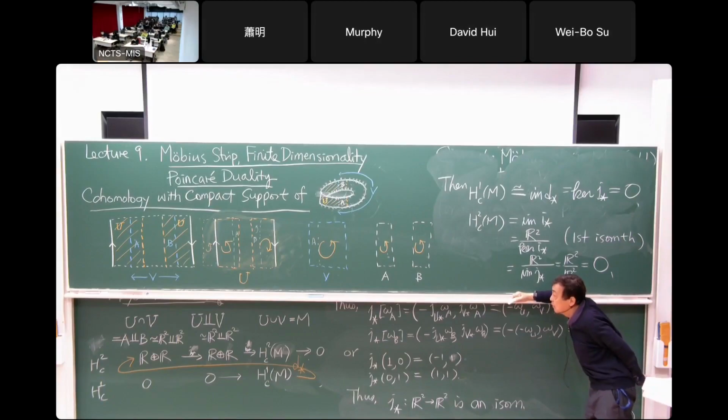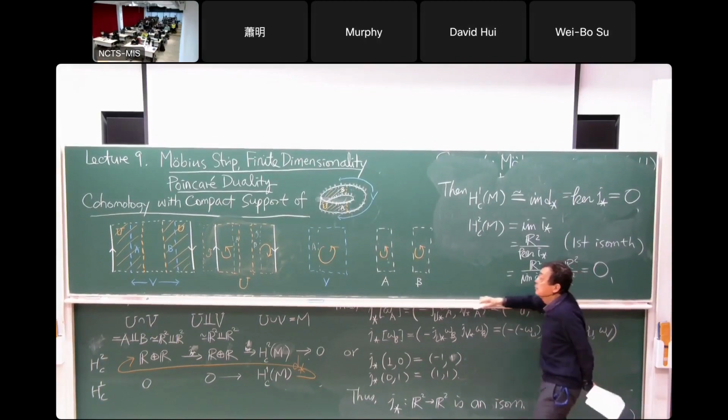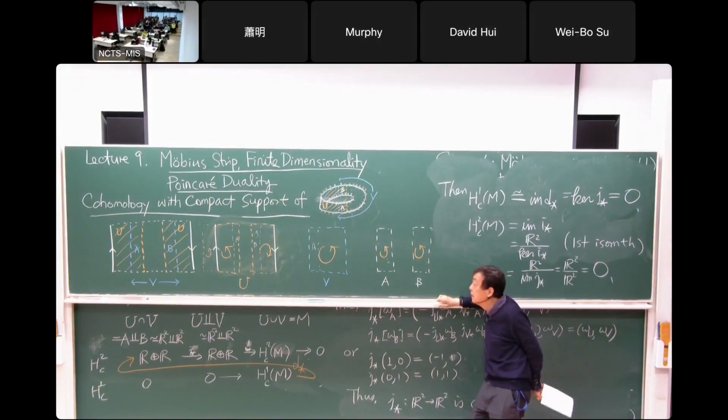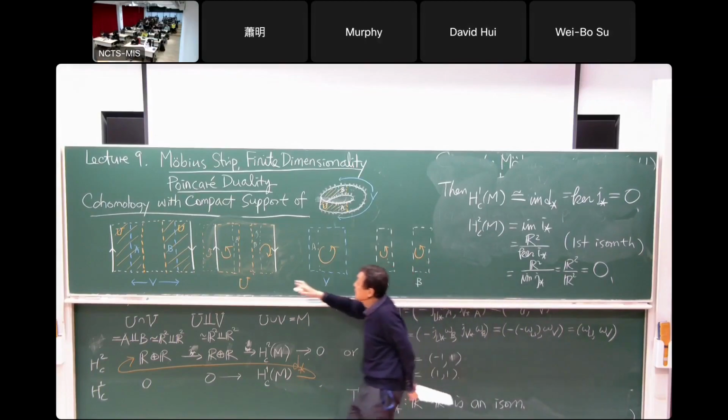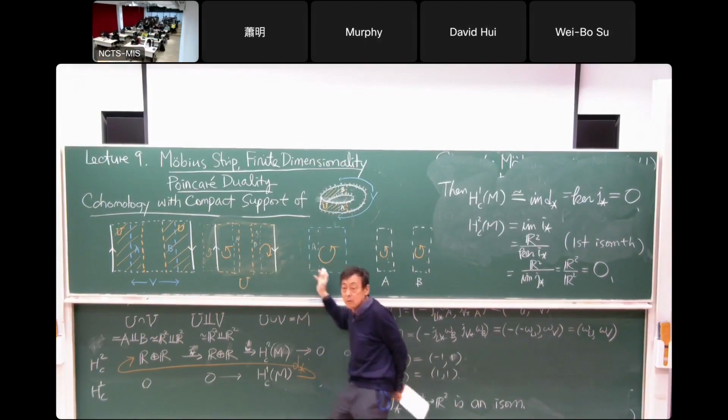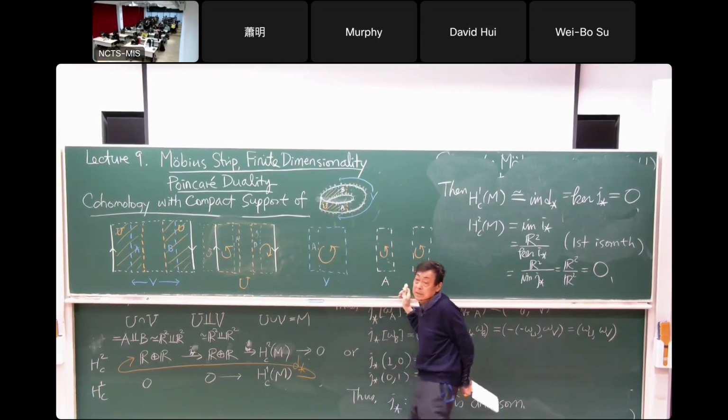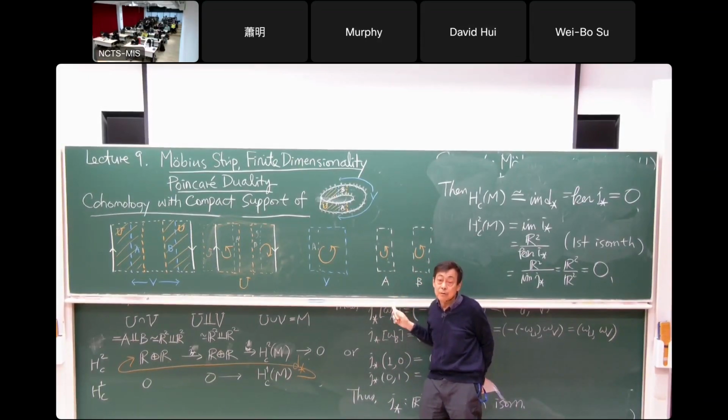Now, in the homework, I ask you to do this calculation, but I put different orientations on U, V, A, and B, you know. So the map J star will be different from this one. And basically, that's what you have to figure out, okay?